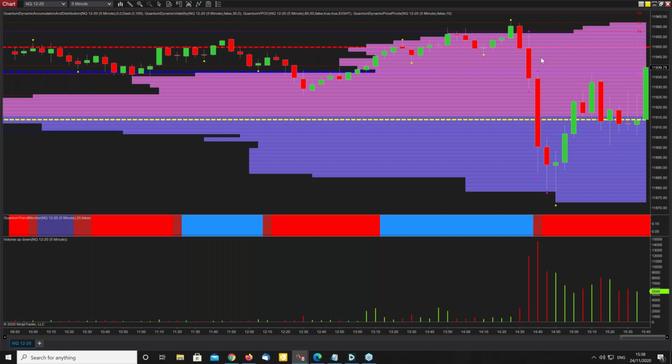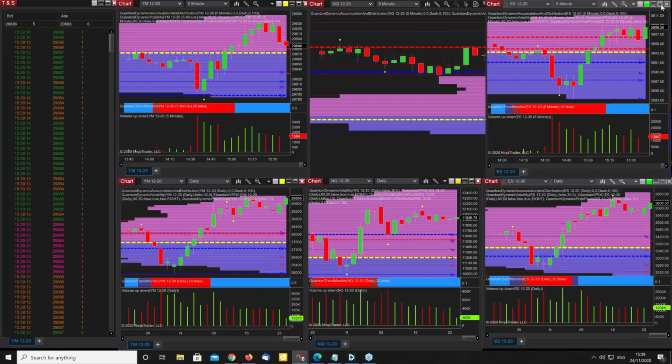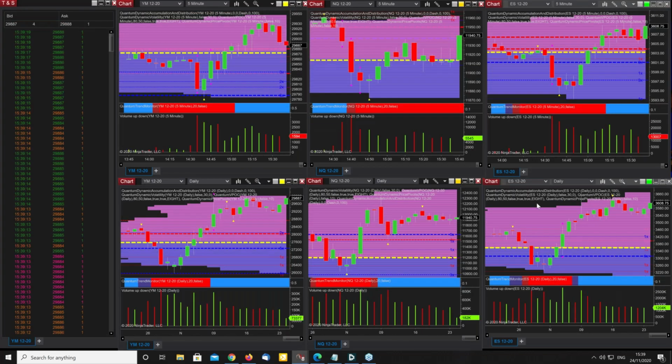Let's pop that up. This was the 5 minute on NQ. Got a strong level of resistance in here at 950. Another level down there. The ES. Let's have a look at the ES. ES on 5.